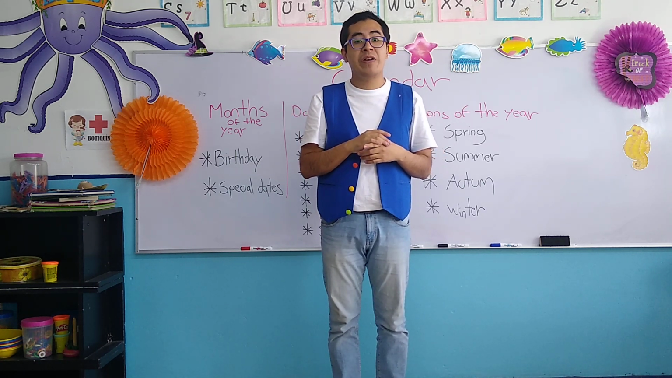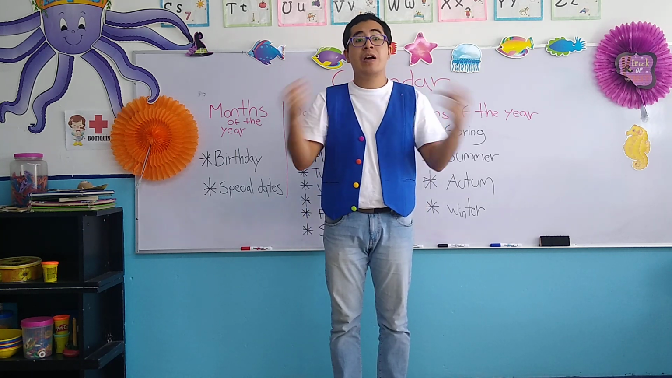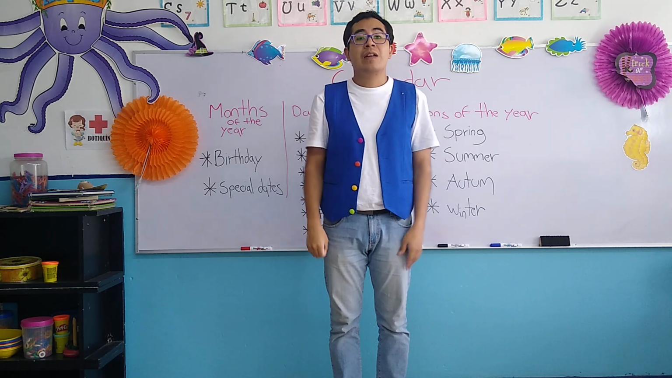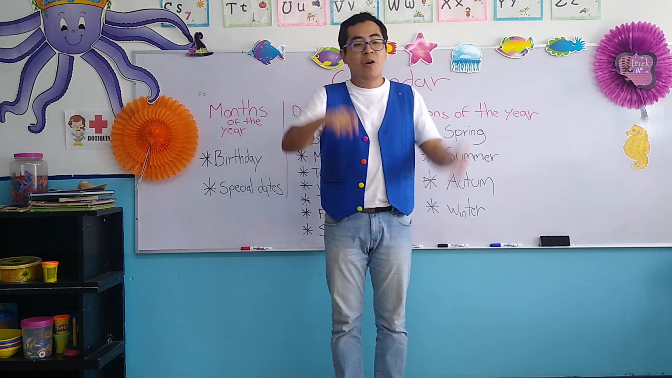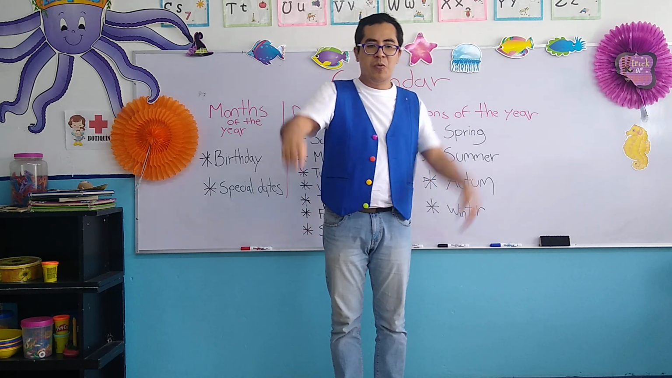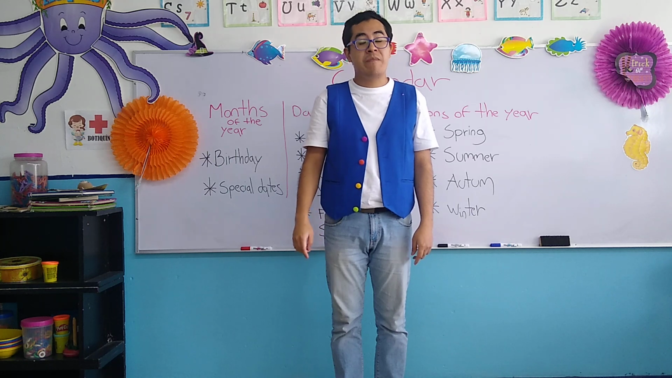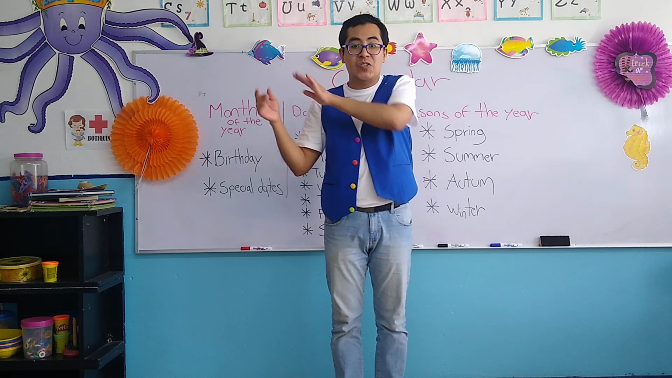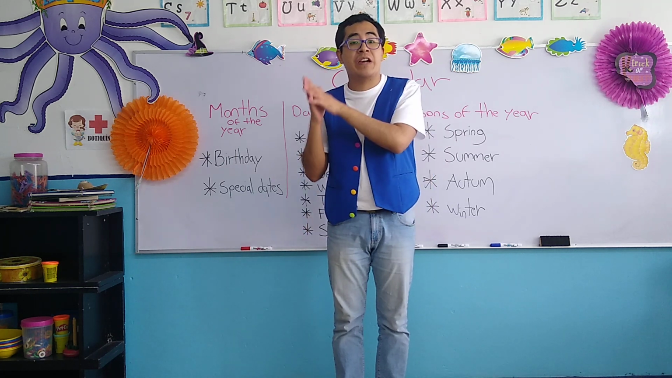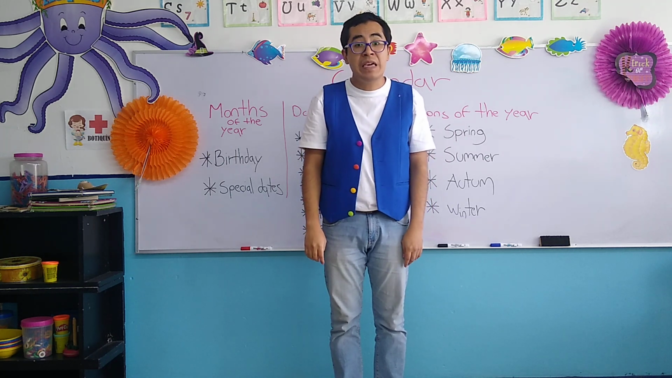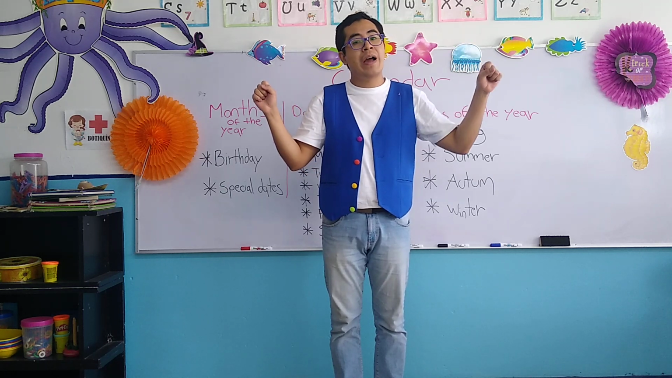The first pronoun is I. Instead of saying yo, teacher, I am going to say I. We continue with you. Remember, you, it's for boy or for girl. You. Let's continue with he. He, remember, it's only for boys. Then we have she. She is for girls. Then we have it. Now, it's for objects or animals.